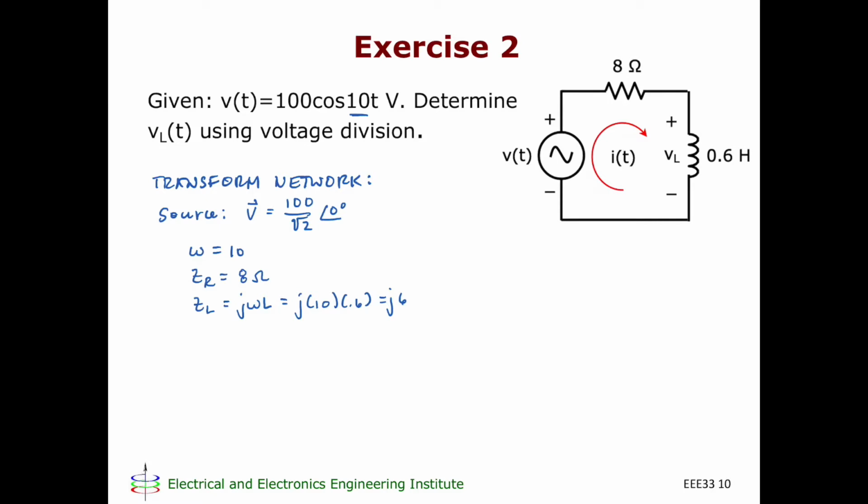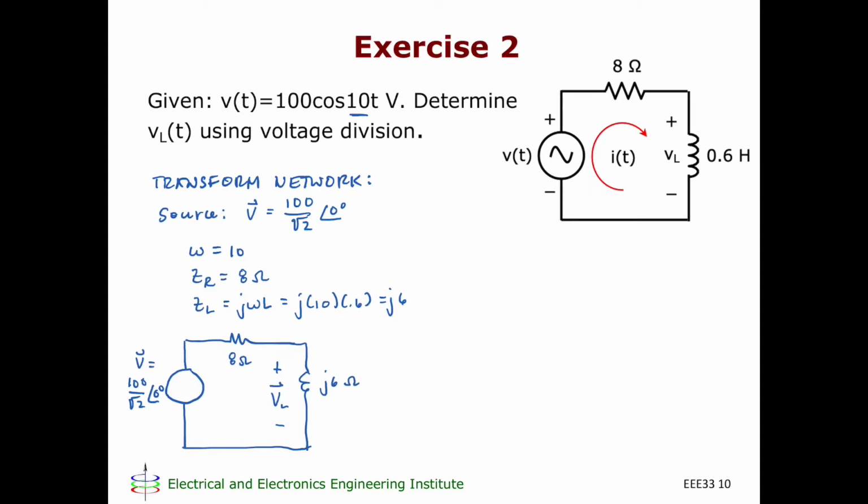So what is now my transformed network? This is V, which is equal to 100 over square root of 2 at an angle 0 degrees. And then I have my 8 ohms here. Then I have my j6 ohms here. And this is now VL. How do we get VL using voltage division? Well, use the formula: VL is equal to V multiplied by j6 all over 8 plus j6.